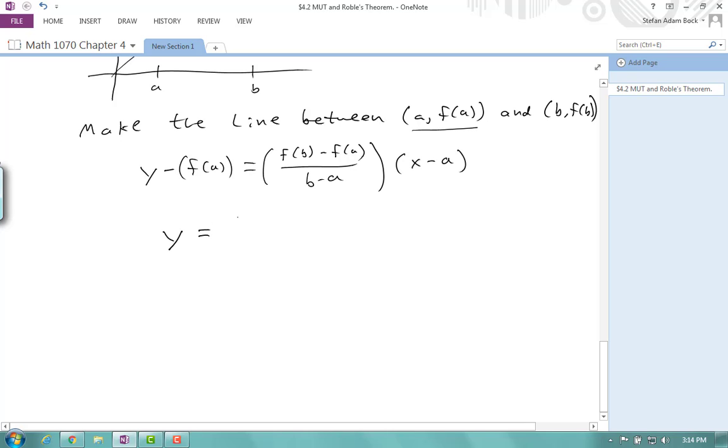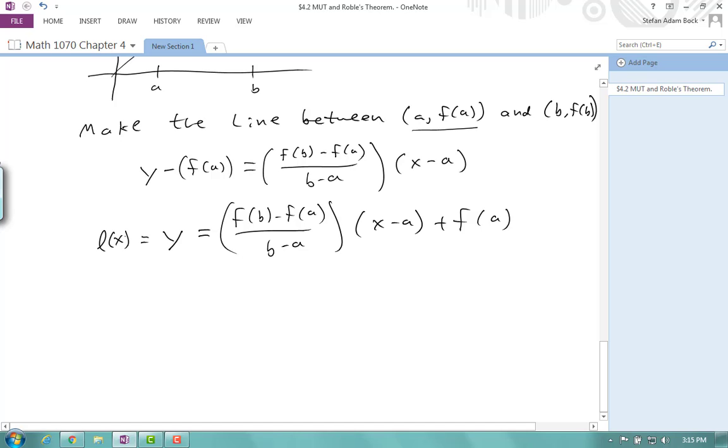Or I can write y equals f(B) minus f(A) all over B minus A, times x minus A, plus f(A). So I'm going to call this L(x). It's going to be my line.